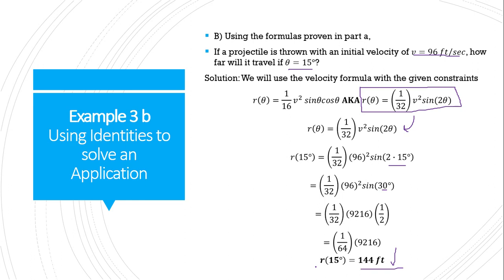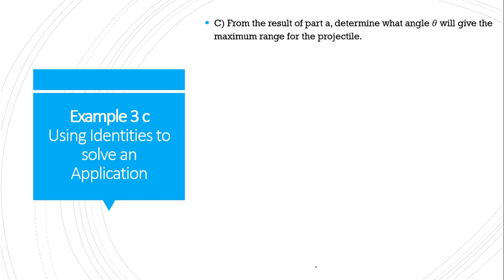If it's being propelled at a 15-degree angle at 96 feet per second, it's going to go 144 feet away from that device that's shooting out the baseball. Neat. Part C. From the results of Part A, determine what angle theta will give the maximum range.